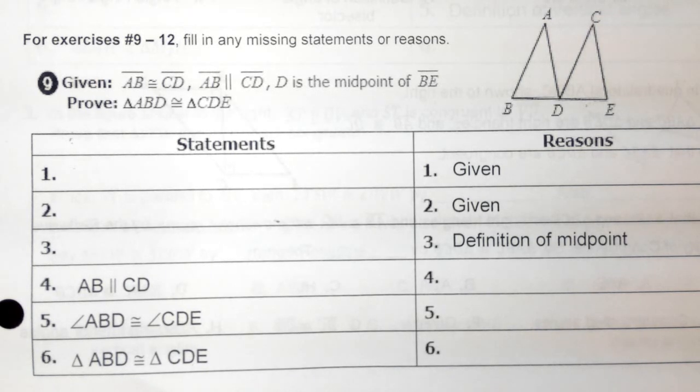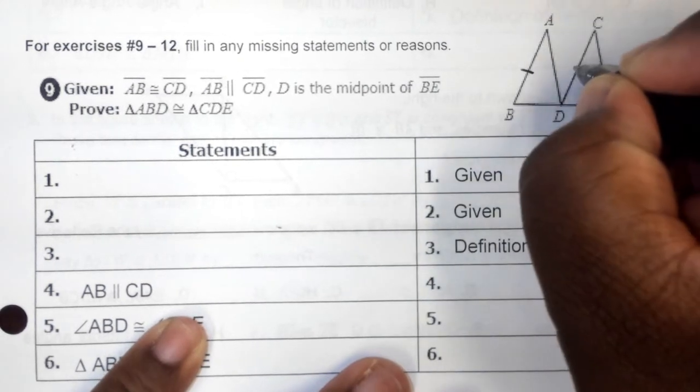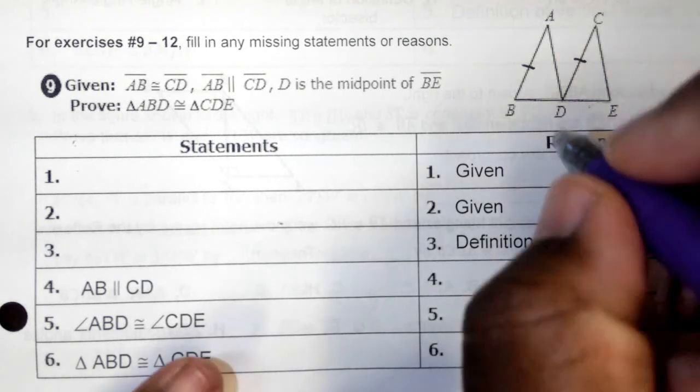I'm going to start with side AB is congruent to side CD. Y'all should know how to easily mark that. I say that, but I had kids last period looking stuck. AB congruent to CD. Then they tell me AB is parallel to CD. I'm going to mark that too. Parallel arrows.